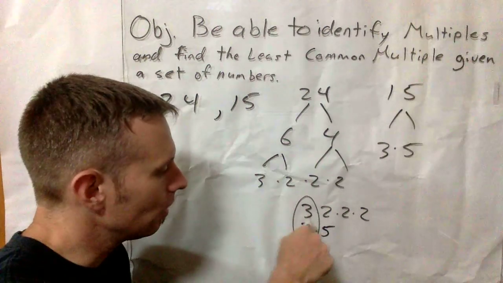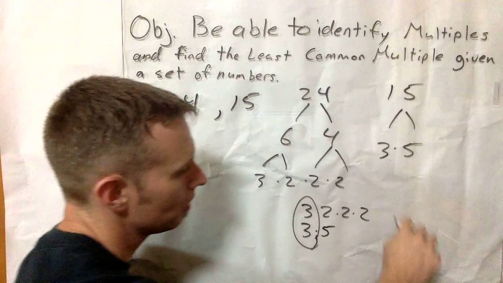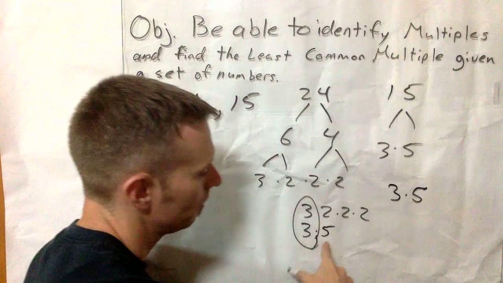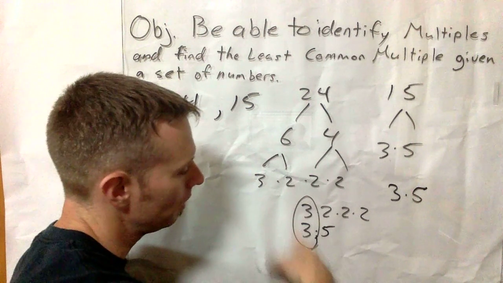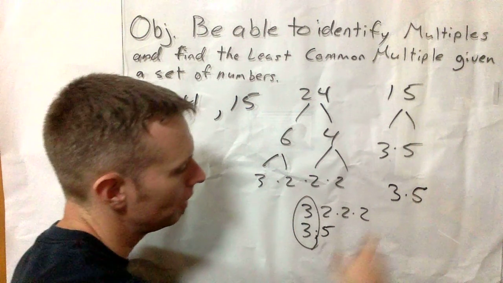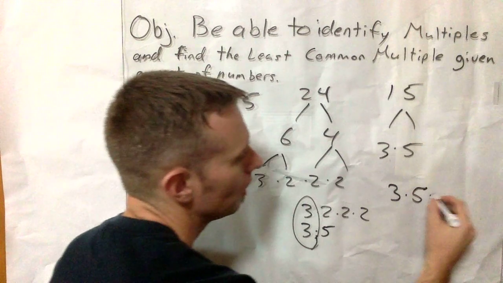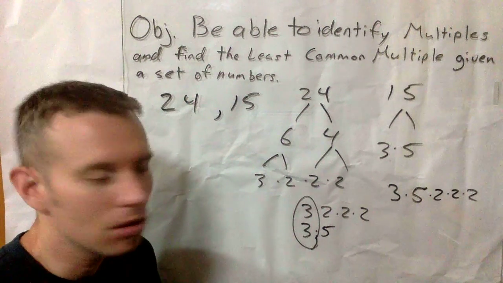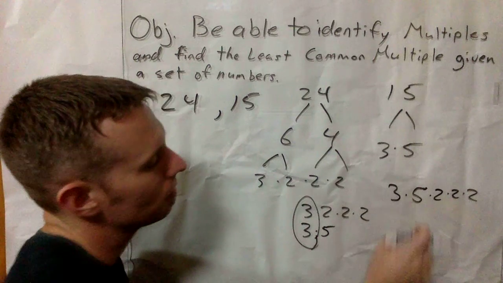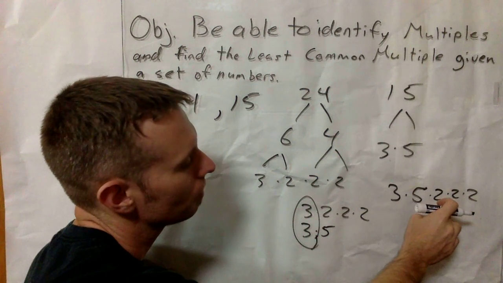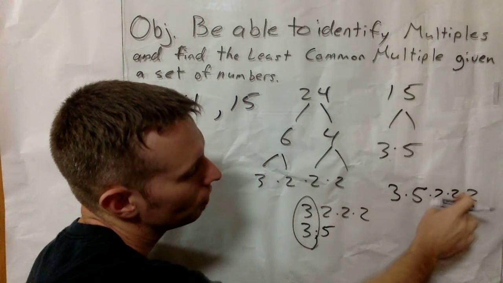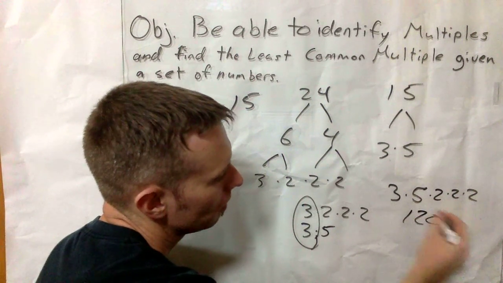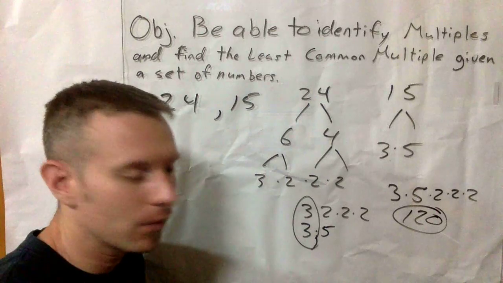And then you just simply count this once, so you do 3 times 5, and then you count this as once, you multiply it times everything else that's not doubled up. So 3 times 5 times 2 times 2 times 2, and that gets you, let's see, 15 times 2 is 30, 30 times 2 is 60, 60 times 2 is 120, which gives you the same solution.